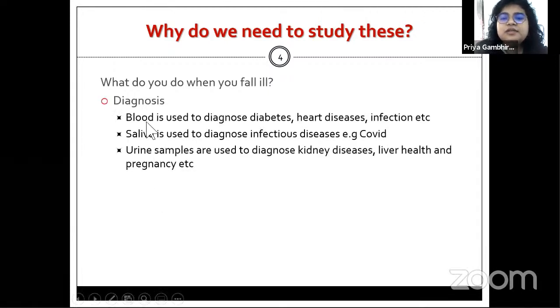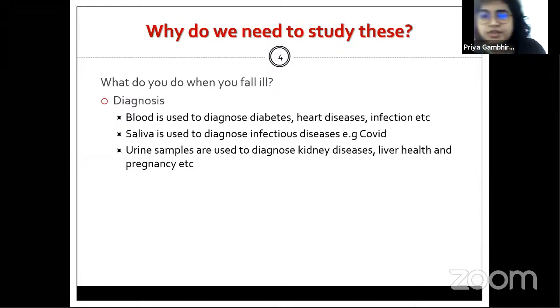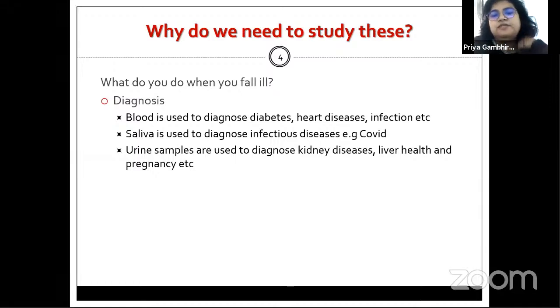So biological fluids are very, very important for diagnosis of any disease. If there's something wrong with your body, usually the fluids within your body also exhibit certain signatures of the disease. For example, blood is used to diagnose diabetes, heart diseases, infection. When you do a blood test, you measure your glucose, HbA1c parameters, you measure your LDL parameters, which is the lipid profile, cholesterol, etc. That information can be used to diagnose these diseases.